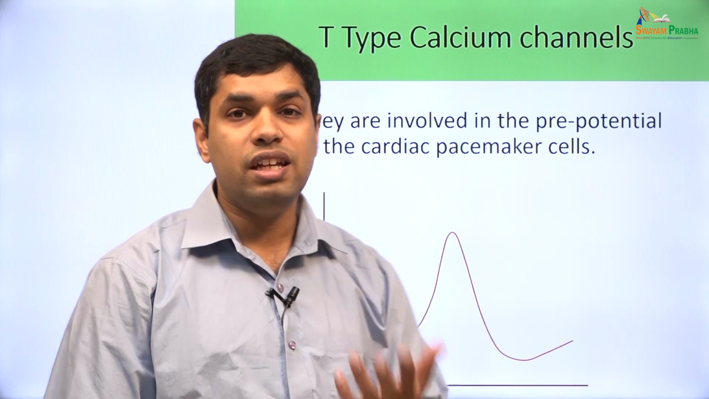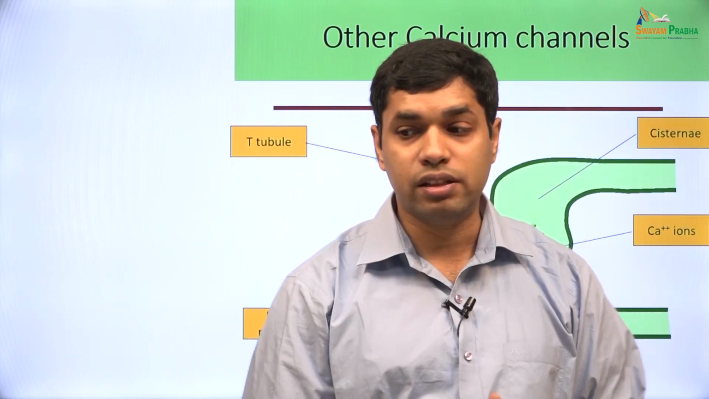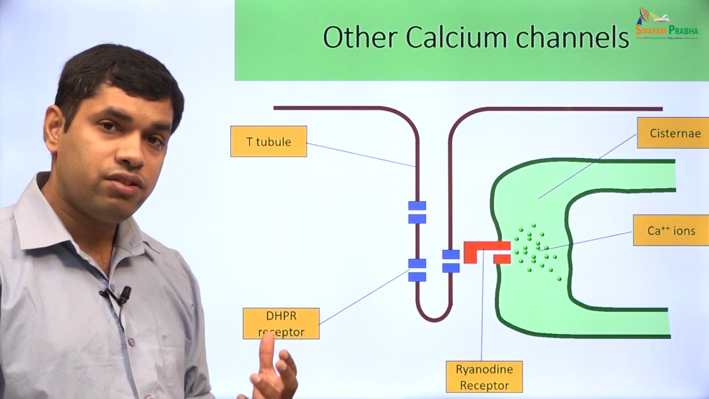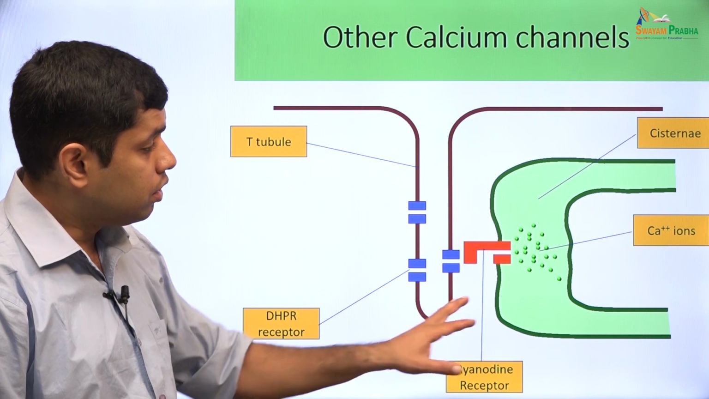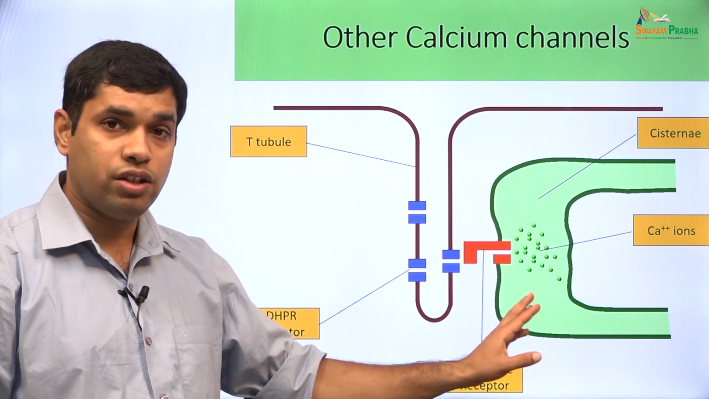Now, what about the other calcium channels? Let's discuss a few other important calcium channels, and one of them is the ryanodine receptor. Now, the ryanodine receptor is a receptor that is seen on the sarcoplasmic reticulum.